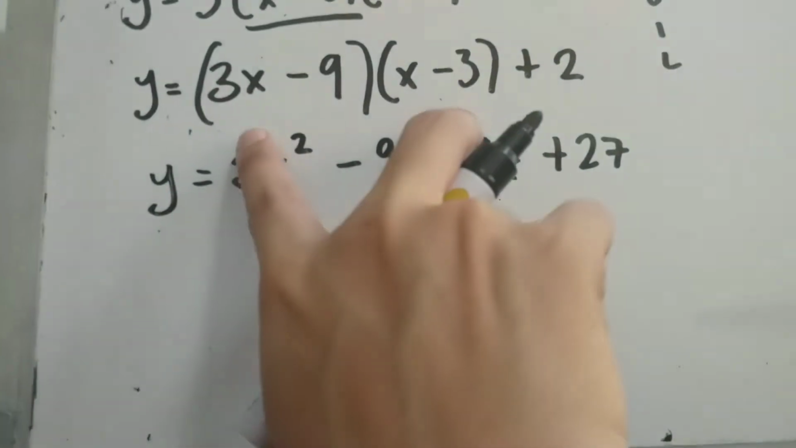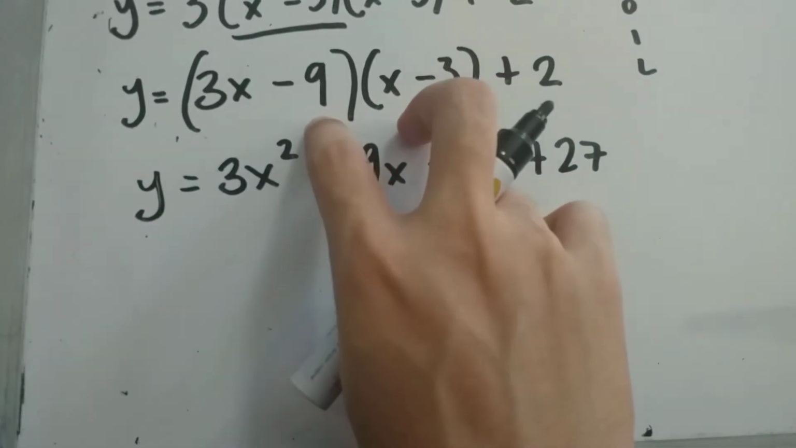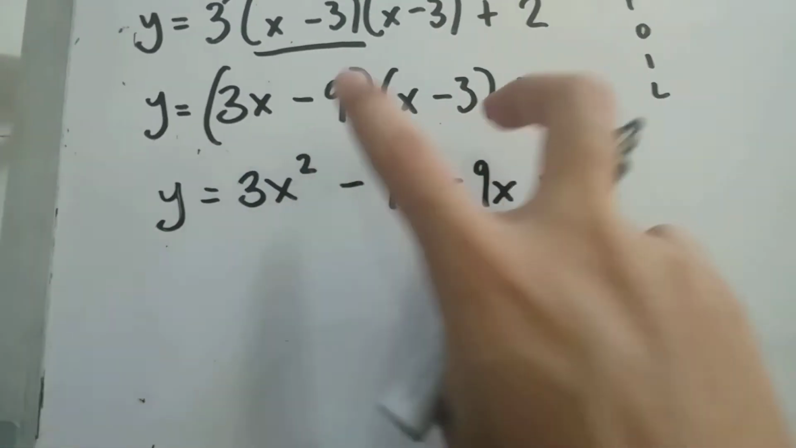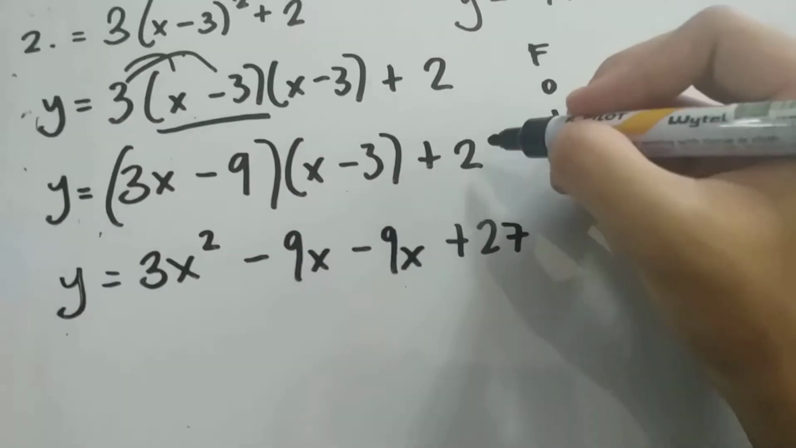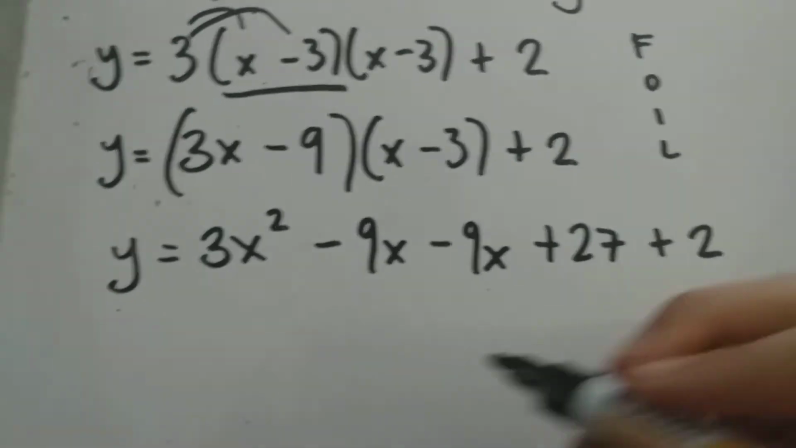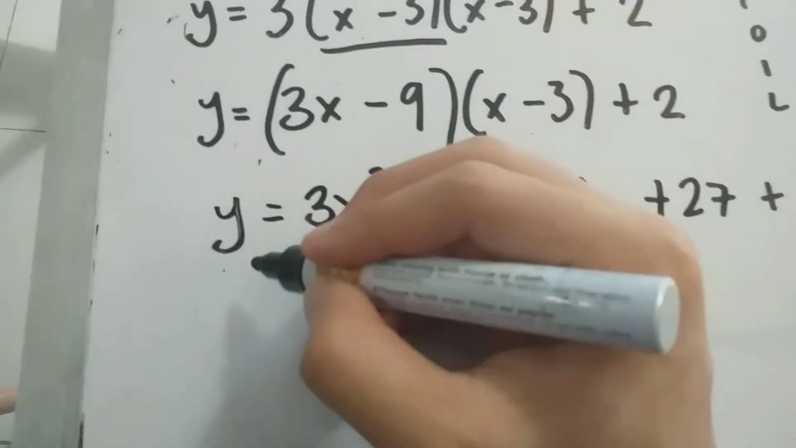Outer terms, 3x and negative 3. Inner terms, negative 9 and x. And last terms, negative 9 times negative 3. Then this is what it is. Then copy the lonely plus 2 right there. There we go. Now, again, combine like terms.